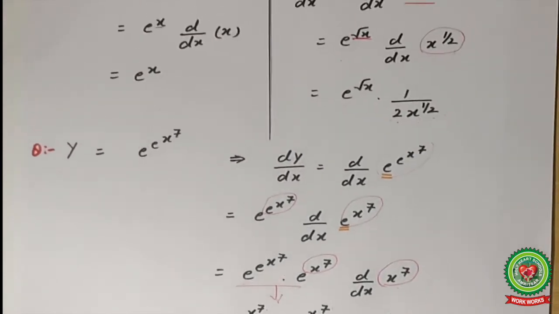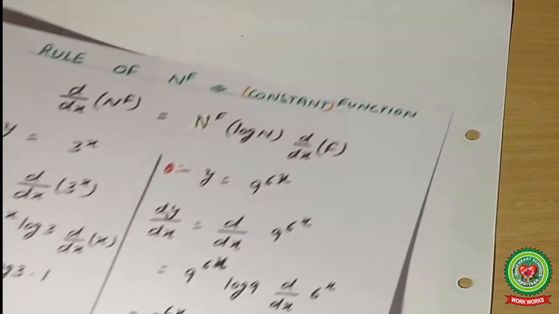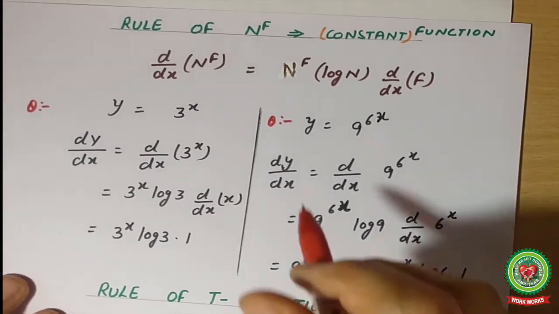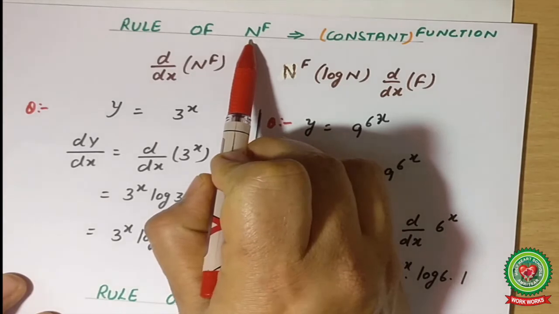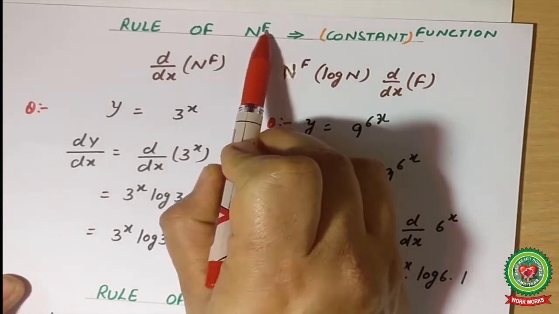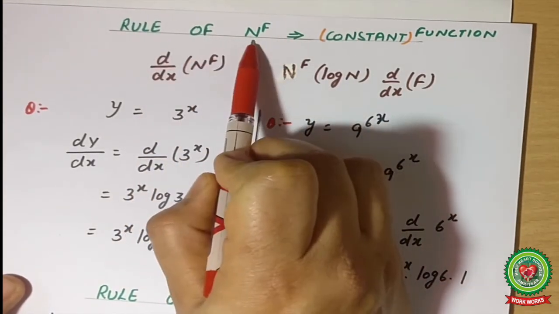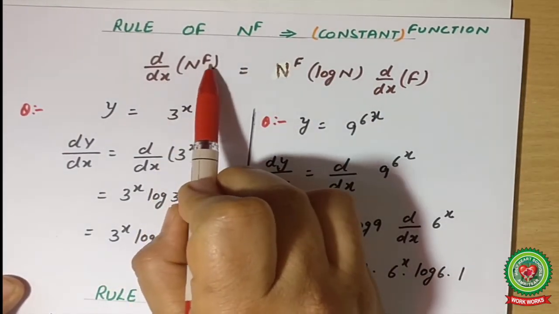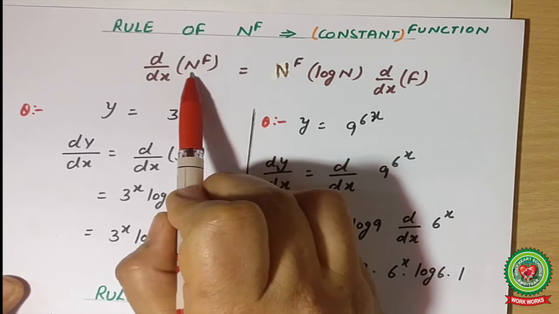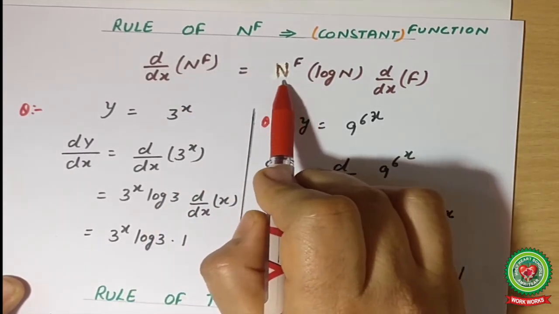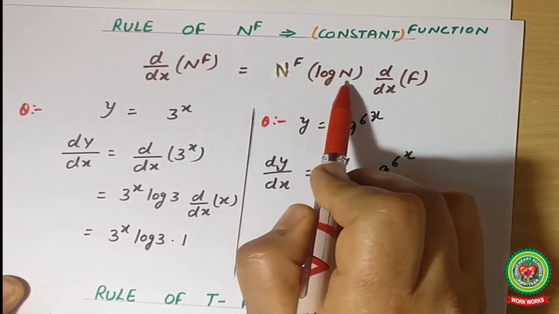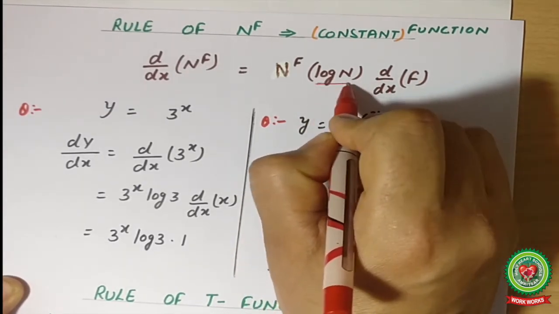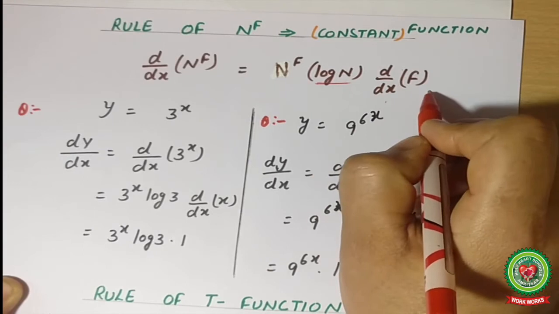Now we will discuss one more rule. When the base is a constant and the power is some function, the rule is d/dx of n raised to power f, where f means function and n means constant, is equal to n raised to power f into log n. The only difference is that we take a log term, and then d/dx of f.